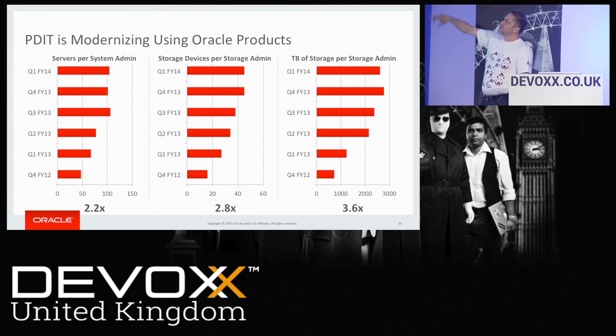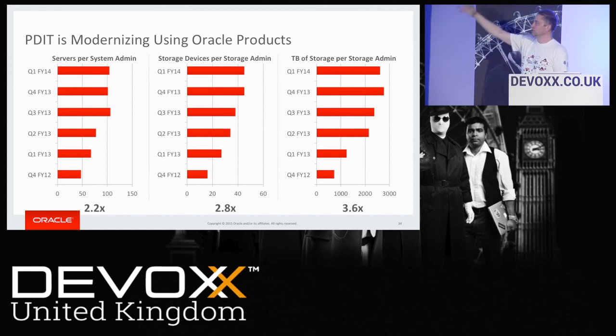One of the things that we did as well, this is more of an eye chart really, is highlight the way that we changed how we did things in our IT system internally, based on looking at how the cloud works and what we could do with the cloud ourselves. In terms of system administration for servers, storage devices, and the amount of storage that each admin was working on, we've increased it by over a factor of 2 in every area. So 2.2, 2.8, and 3.6 for these different things. That means we're controlling far more resources from the same number of administrators.